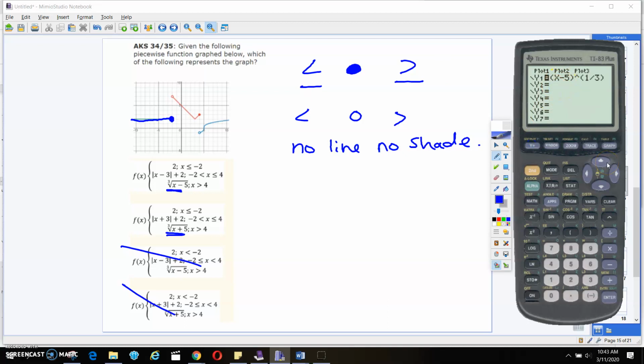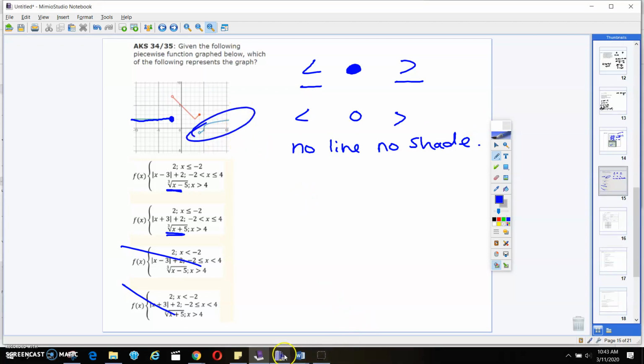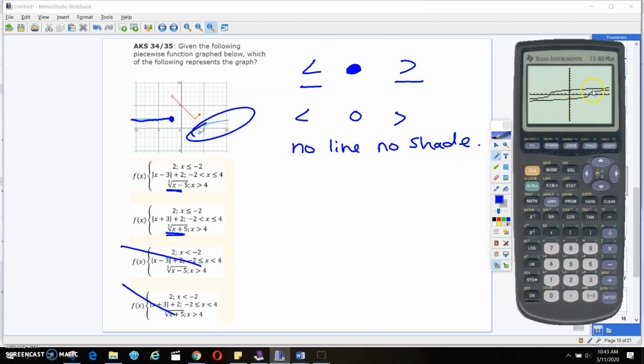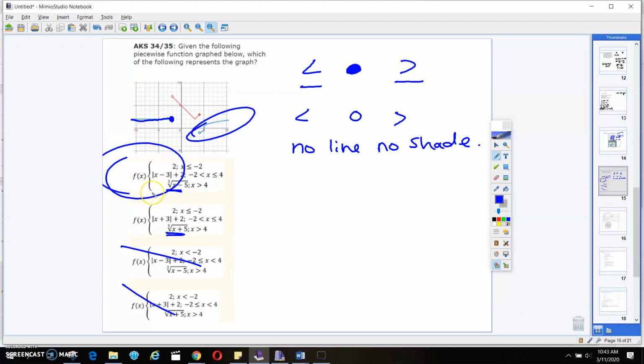So let's try graphing x plus 5. Parentheses x plus 5 raised to the 1/3 power. And I'm going to hit graph. Now, out of these, which one looks like this piece right here? This one right here, which is the first one, which was x minus 5. So what is our answer? A.